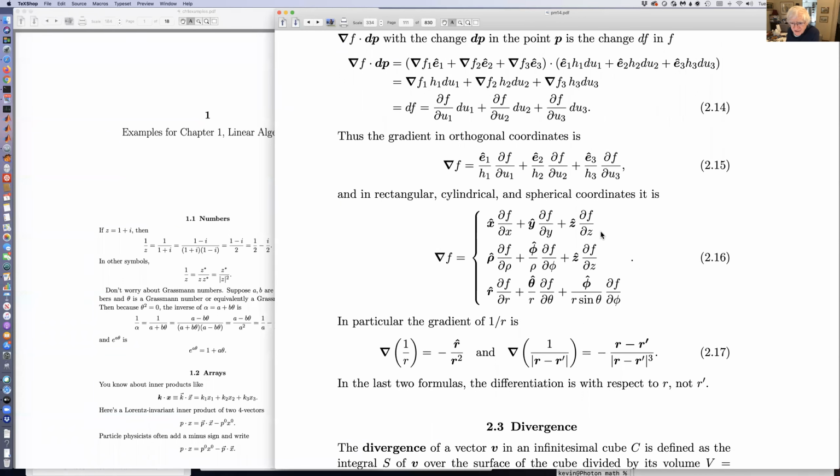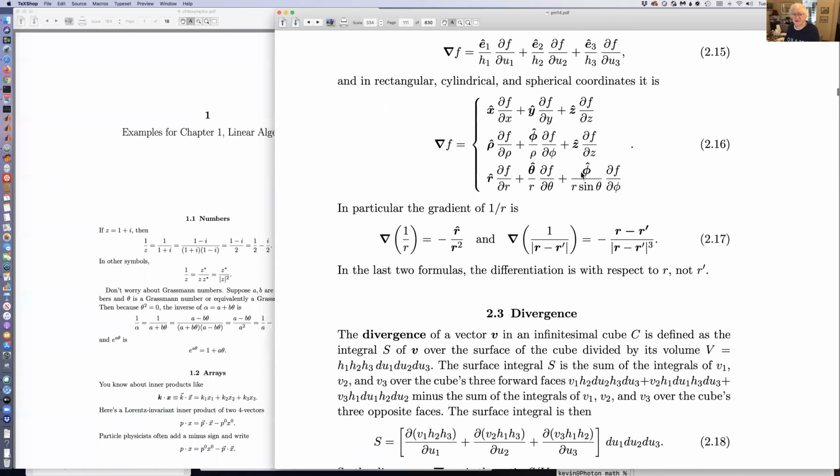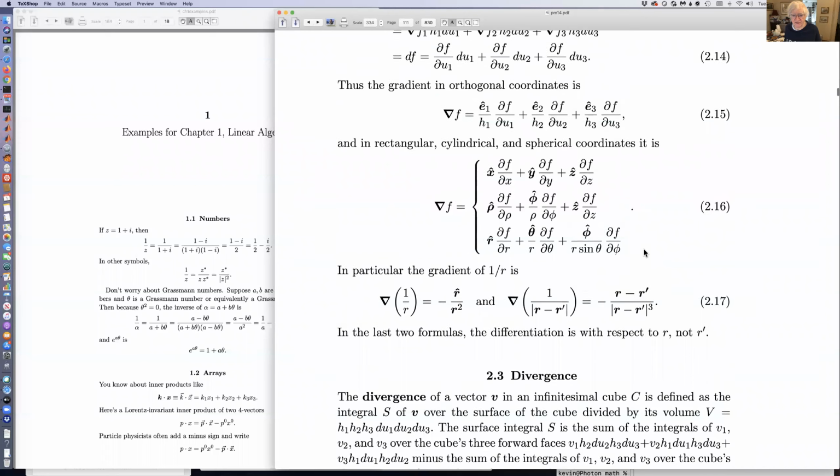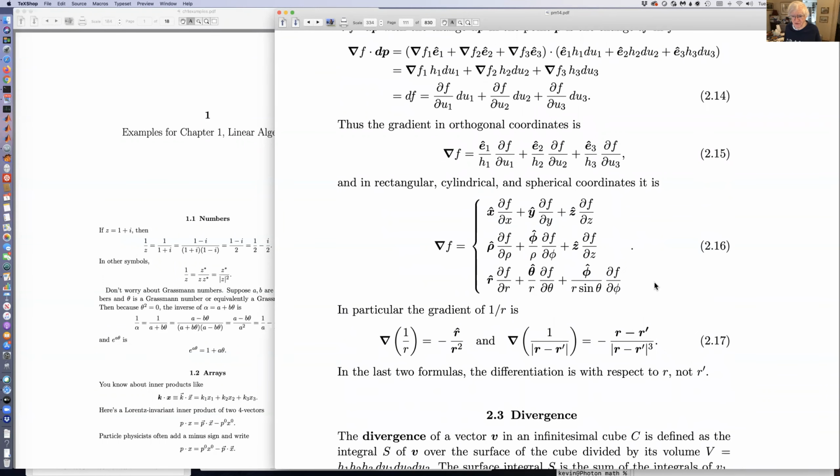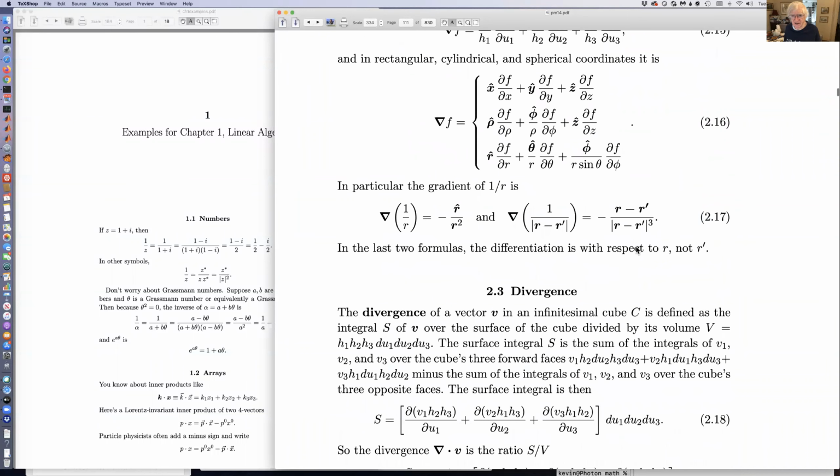Anyway, this analysis for the case of the 3 standard coordinate systems in 3 dimensions is like this. And in particular, if you're talking about the gradient of 1 over r, then when you differentiate, what you get is this. And in particular, if you do that in spherical coordinates, then you see 1 over r doesn't depend upon theta or phi, so it's just the partial of 1 over r with respect to r times r hat, and that gives you this expression. And if you replace r by r minus r prime, you get this version. So this is an application of the gradient in spherical coordinates.